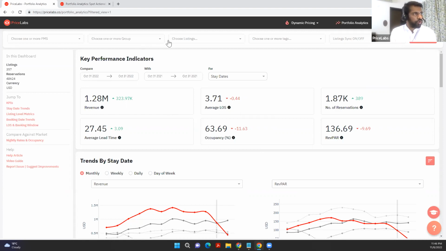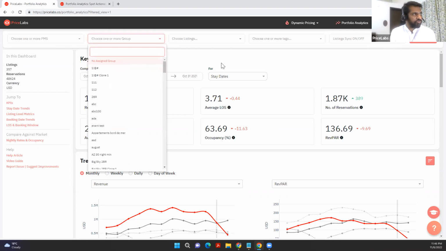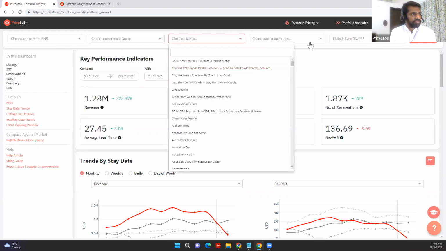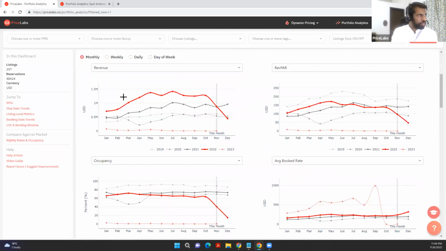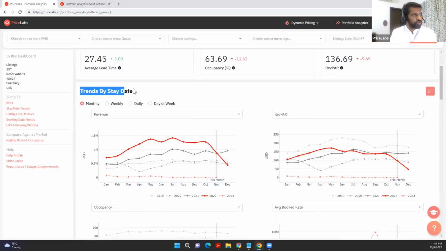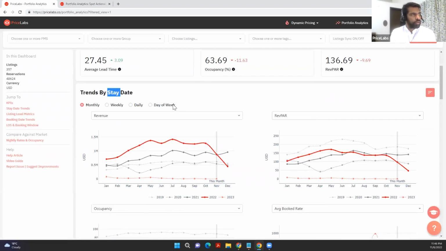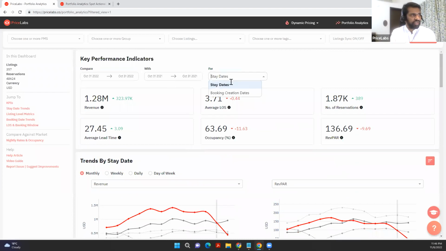At the top of this, you'd also see an ability to filter via groups or via listings or via tags, and also filter by the listings that are turned on, so that you can filter for the specific information. I do know some property managers who work with owners, they take a screenshot right here and send it out to owners in emails. The next section touches on trends by stay date. I missed this, by the way. This KPI is by stay date, but you could also look at it by booking creation date.